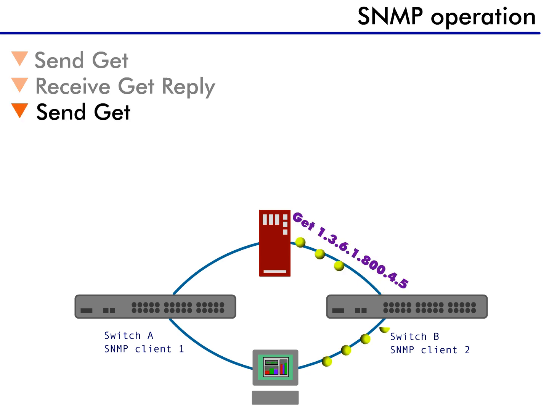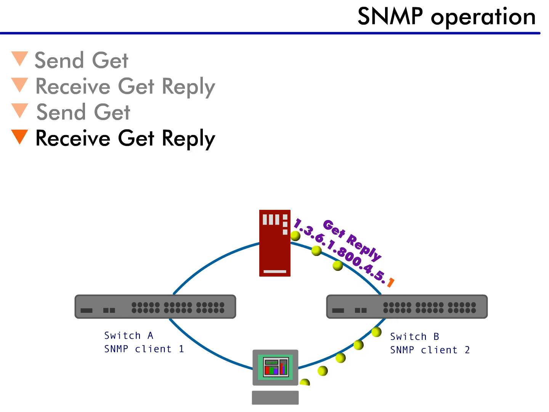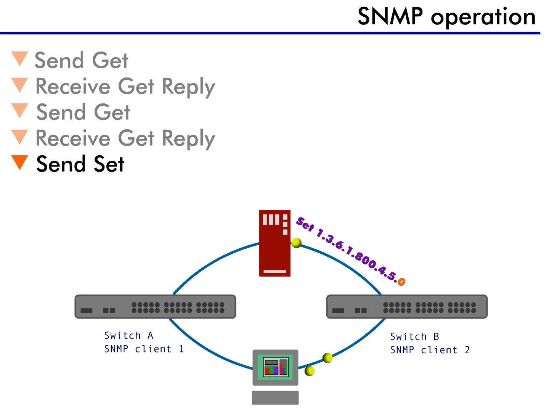First, I send a GET to determine the status of the port. Now that command looks like GET 1.3.6.1.800.4.5. In this case, I receive a GET reply of 1.3.6.1.800.4.5.1, which tells me the port is active. I then send to the switch a SET 1.3.6.1.800.4.5.0 to disable the port.